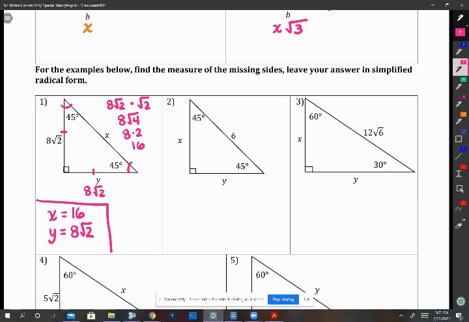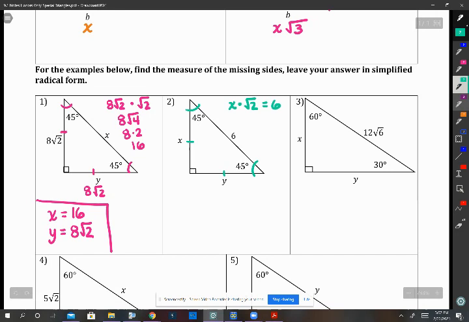So again, as we look at number 2, same exact thing. We've got a 45, 45. So we have 45 here and 45 here, which means x and y have to be the same length. And this 6 is our x root 2. So think about what we know. We know that it's x times root 2 equals 6. And so I'm solving for x here.